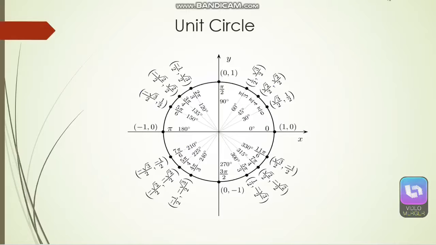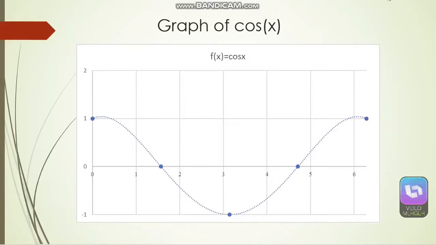Recall that the graph of the cosine starts from 1 because if we look at the unit circle, we can find cosine 0, which is equal to 1, and so on. If we want to find cosine of 90 degrees, which is pi over 2, we will get 0. After we find the points, we plot these points on the graph and we will get the graph of cosine x.